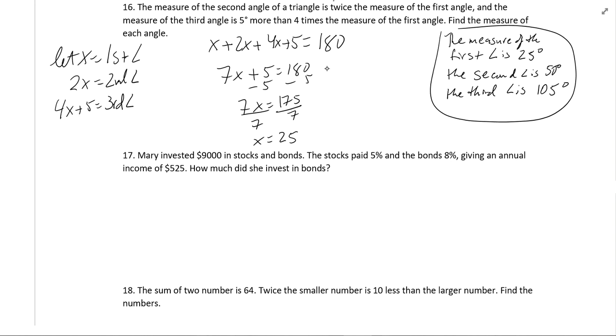All right, so here's my equation. Again, the angles of a triangle add to 180. When I solve for x, I got 25, which means the measure of the first angle is 25 degrees, the second angle is 50, and the third angle is 105.